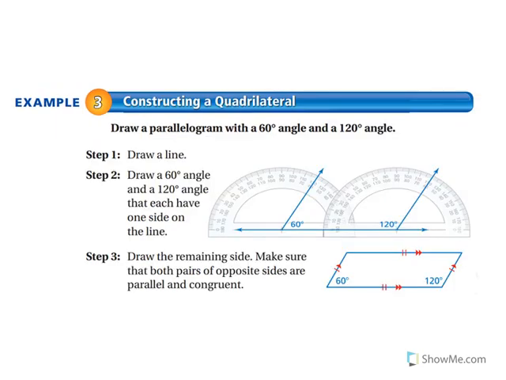So the other example is going to be dealing with constructions of quadrilaterals. So these are the steps. The instructions say draw a parallelogram with a 60-degree angle and a 120-degree angle. Like we've done with the other constructions, we're going to start off by just drawing a straight line using your straight edge. It doesn't tell you anything about side lengths, so all you have to do is make your first angle, like the one they show on the left-hand side, 60 degrees.